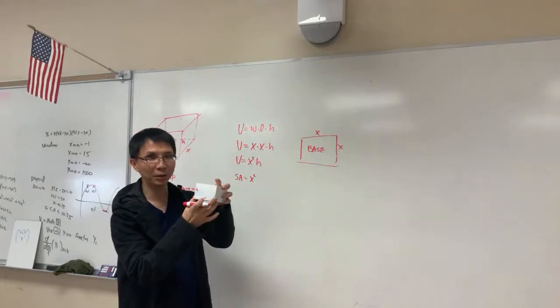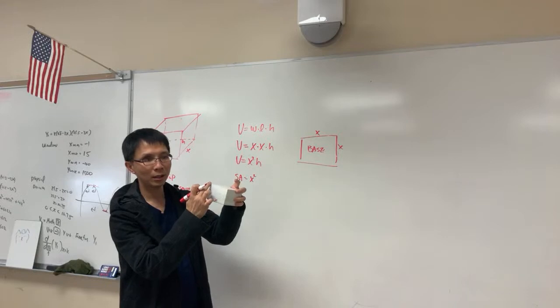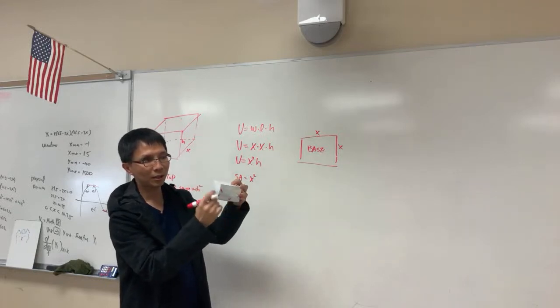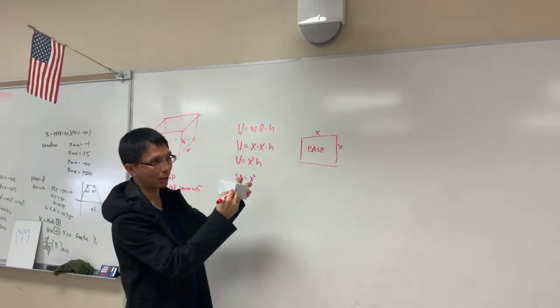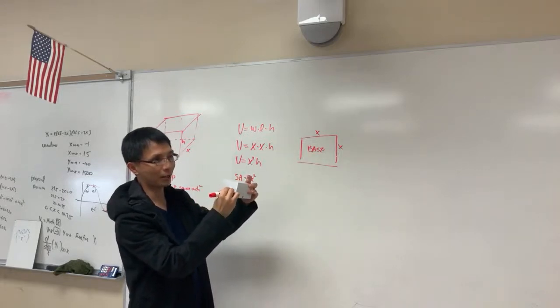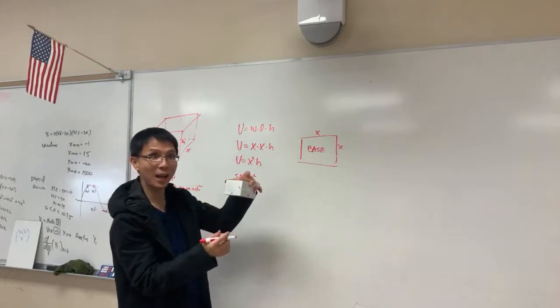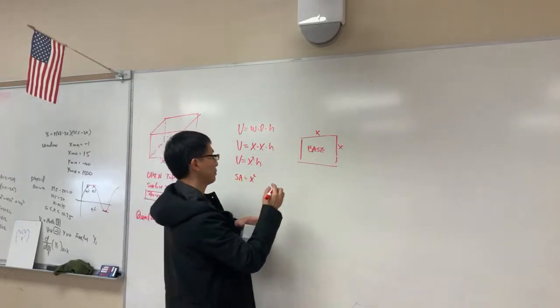Now how about the lateral? The lateral is what? One side is what? xh. How about that side? xh. xh, good job. How about that side? xh. How about that side? xh. How many sides are there? 4.